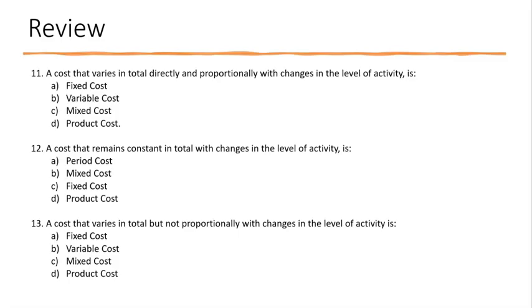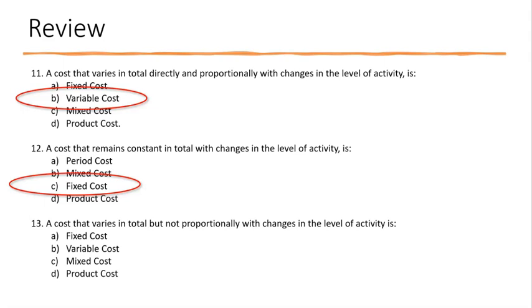These next 3 are just some quick questions on definitions. Number 11, a cost that varies in total directly and proportionally with changes in the level of activity is it fixed, variable, mixed, or product cost? If it varies in total directly and proportionally with changes in the level of activity, it's a variable cost. A cost that remains constant in total with changes in the level of activity, in this case, it's a fixed cost.